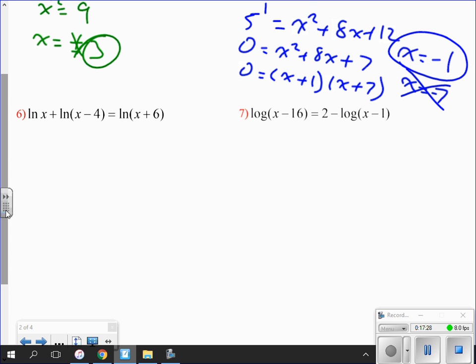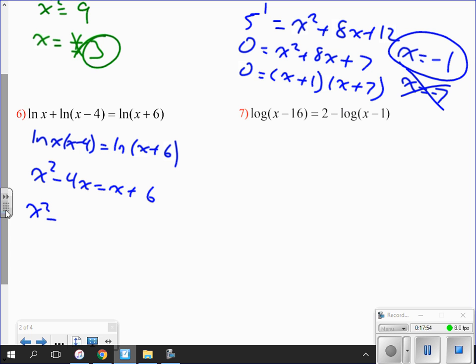Okay, you do that, you get the natural log of x times x minus 4 equals the natural log of x plus 6. Log of something equals log of something. That means those two somethings are equal to each other. So x squared minus 4x equals x plus 6. Set it equal to 0. X squared minus 5x minus 6 is equal to 0.